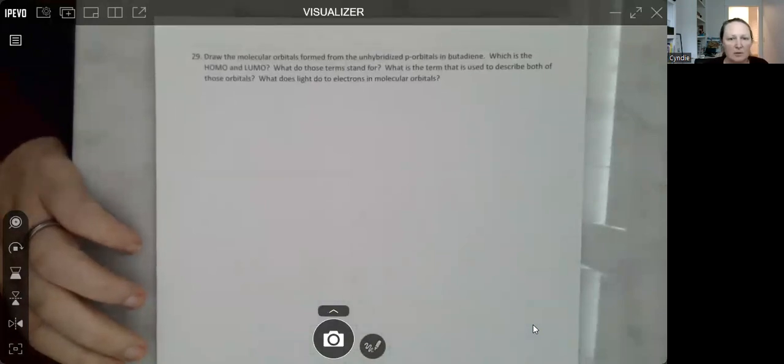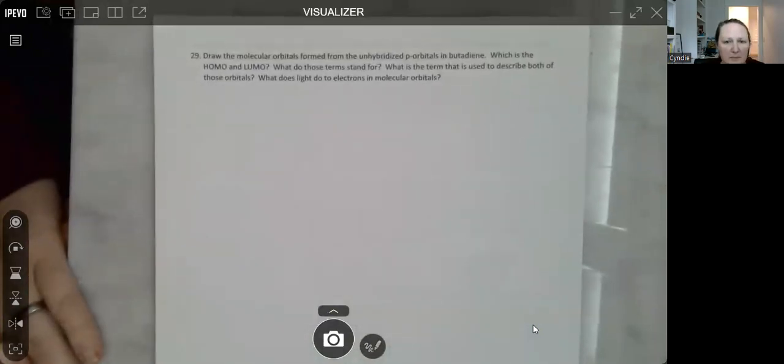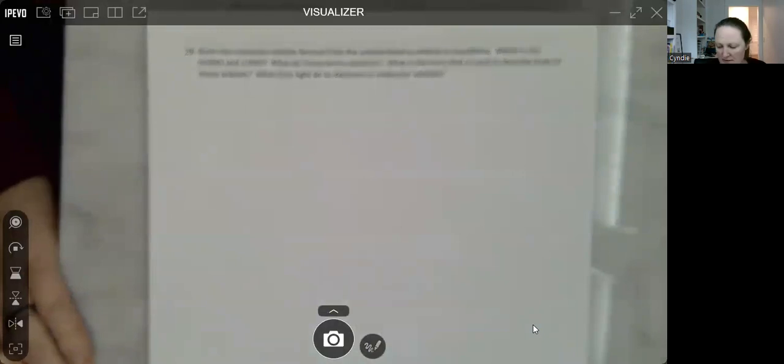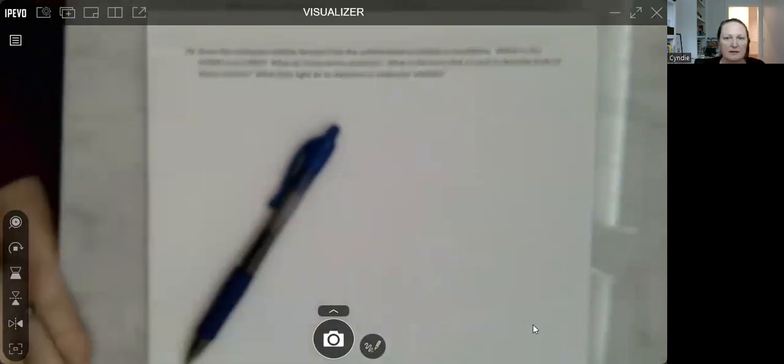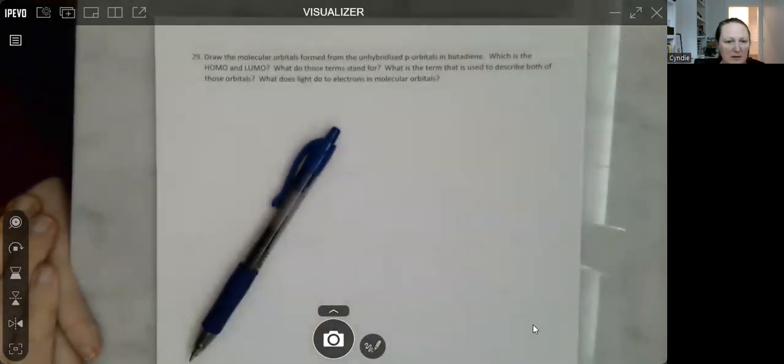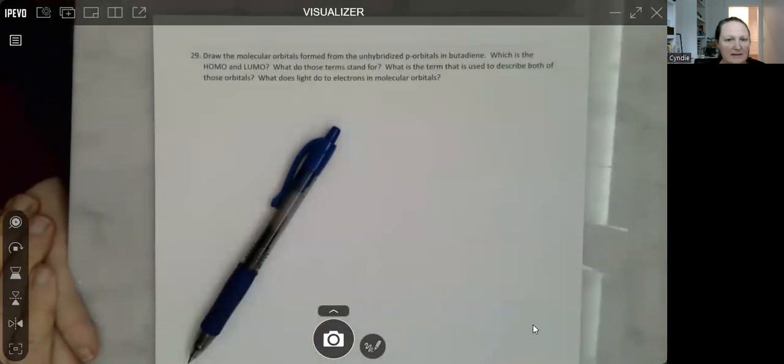Draw the molecular orbitals formed from unhybridized p orbitals. Sometimes if I put a pen there, it will stabilize. In butadiene, which is the HOMO and the LUMO? What do these terms stand for? What is the term that is used to describe both of those orbitals? What does light do to electrons in molecular orbitals?